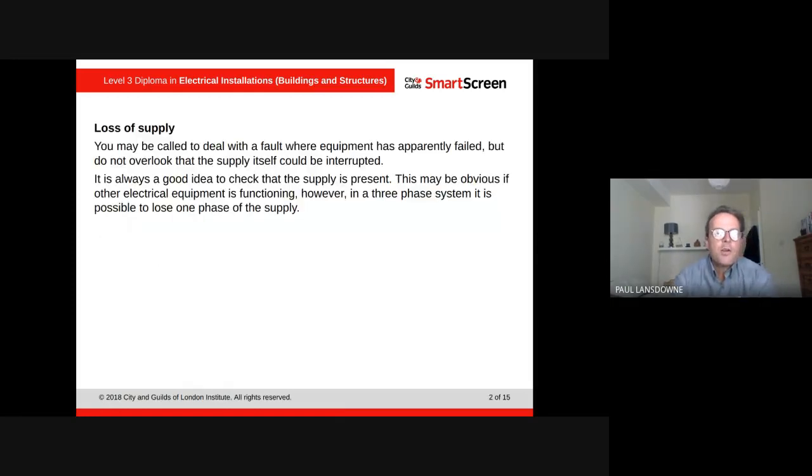So one of the first types of faults that you might get is a loss of supply. Now, you may be called to deal with a fault where equipment has apparently failed, but do not overlook the supply itself. It could be interrupted. It's always good to check the supply is present. This may be obvious if other electrical equipment is functioning. However, in a three-phase system, it's also possible to lose one phase of supply. And we looked at that when we were looking at phase rotation and phases.